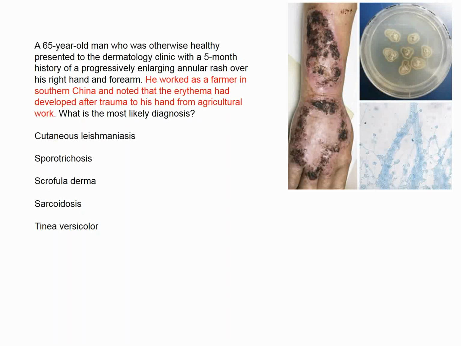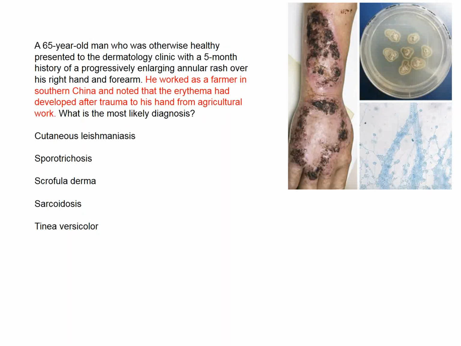So what we see here is a petri dish with cultures. Looks like a fungus, and indeed, this is a fungal infection of the hand, and it's unlikely to be cutaneous leishmaniasis, which doesn't look like this. Scrofula is tuberculosis, skin tuberculosis. We've talked about that recently. Sarcoidosis is not caused by a fungus. Tinea versicolor is caused by a fungus, but certainly doesn't look like that.